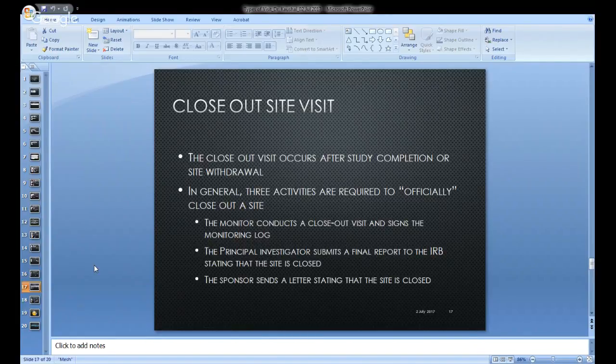Third, the sponsor sends a letter stating that the site is closed. And once your site closeout visit is done, ensure that the sponsor sends a letter about the closure.